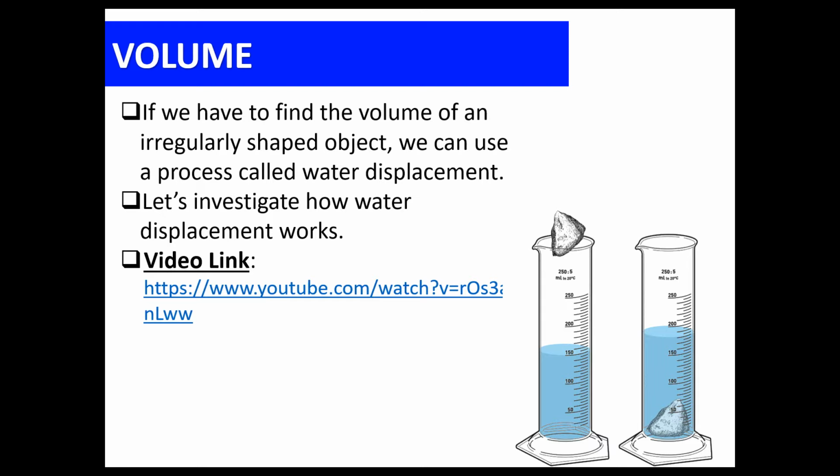And then you take the object and you drop it in a graduated cylinder, and then you take the new measurement. And then you subtract the original or initial measurement from the new measurement, and that will give you the volume of the object. So water displacement is something that we might use if we have something that's not rectangular or that's not a liquid.